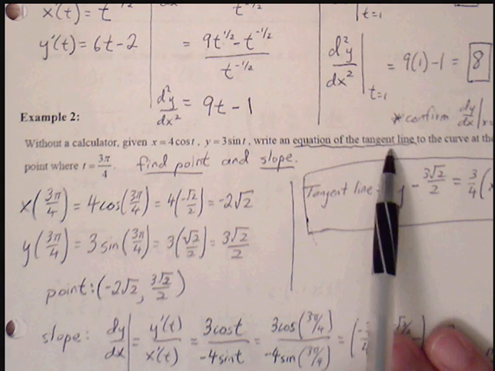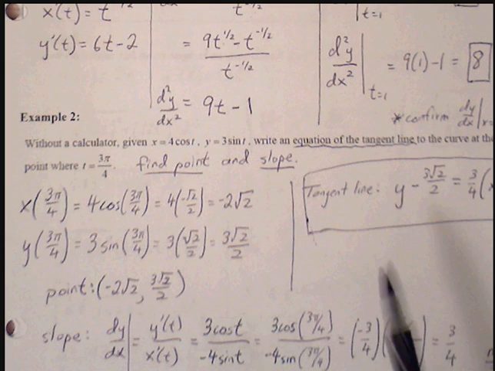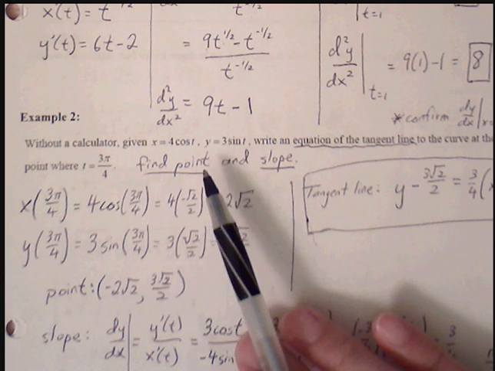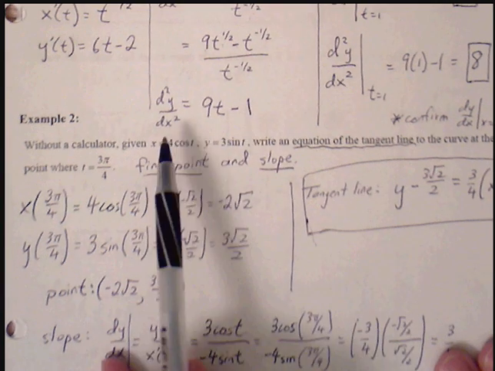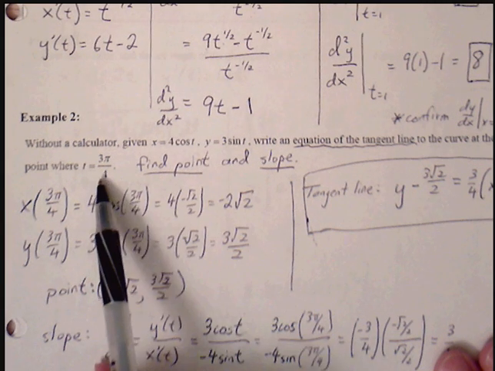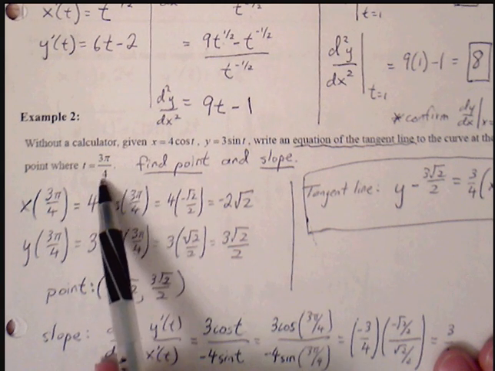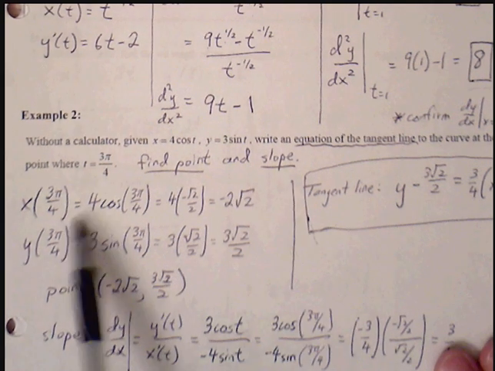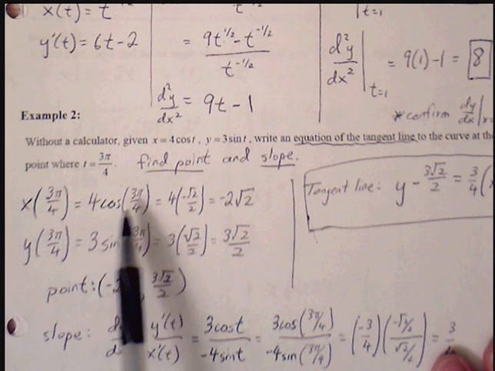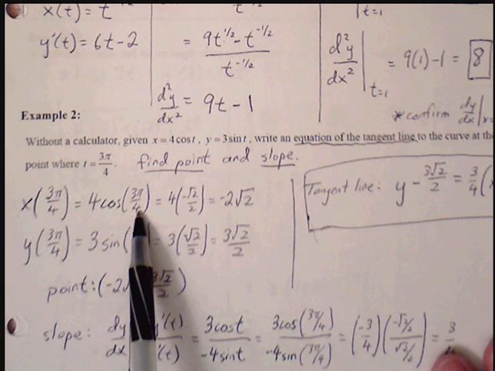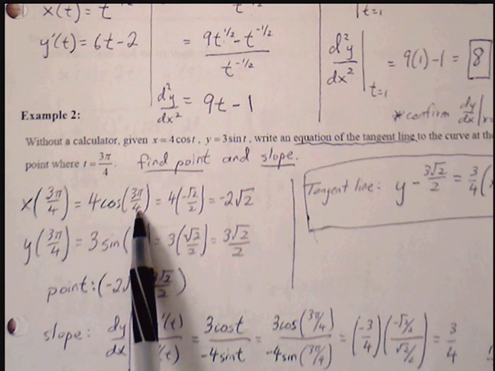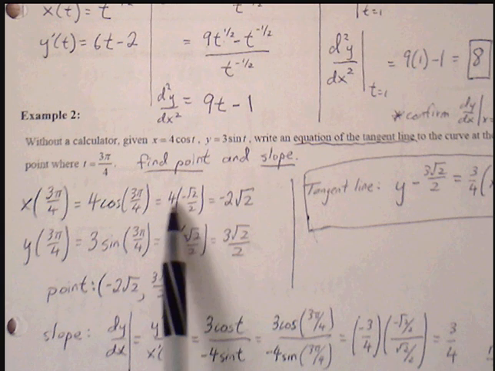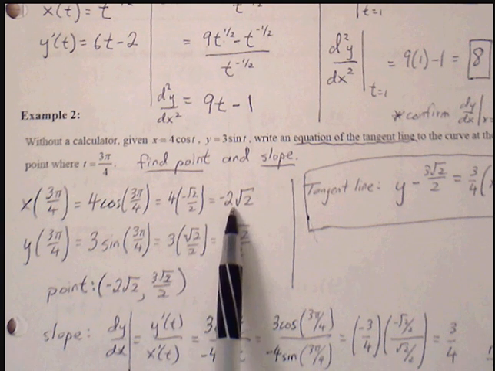So, hey, don't overcomplicate things. For the equation of the tangent line, all we need is an ordered pair and a slope. To find the ordered pair, we need to find our x and y. We have our t value, 3 pi over 4, so if we plug this in, we can find the x and y values. Cosine of 3 pi over 4 is in the second quadrant, so cosine will be negative. We have negative root 2 over 2. Multiply that by the coefficient, and we get negative 2 root 2.